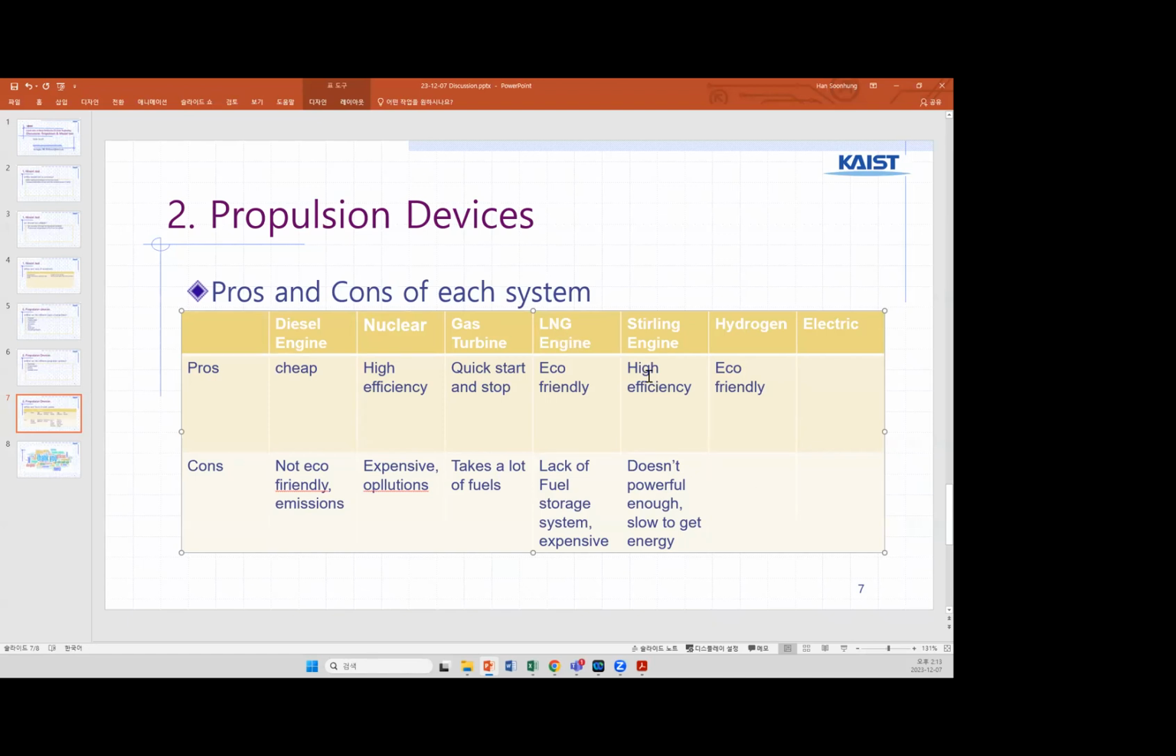And what is the con of the hydrogen engine? Liquid hydrogen requires a lot of pressure to store. Yeah, that's true. It requires high pressure. And when we pressurize it to the liquid form, we use electricity too. So it's not that eco-friendly. And one more thing is that hydrogen has very low energy volume ratios. So we need a lot of hydrogen for propulsion.